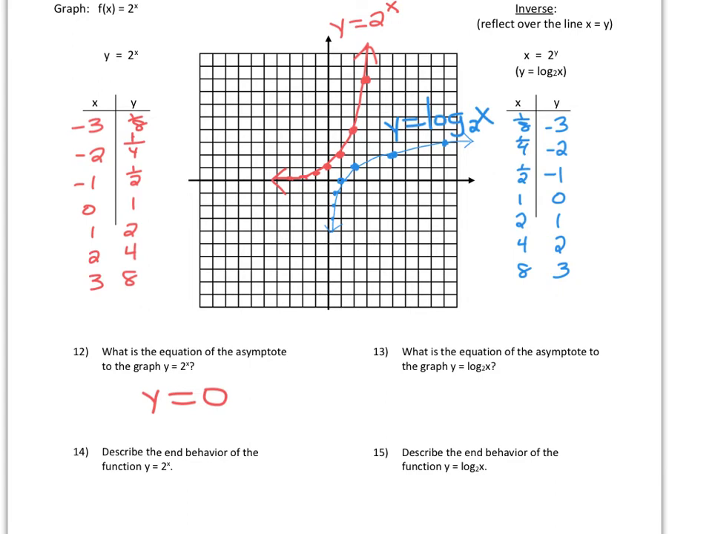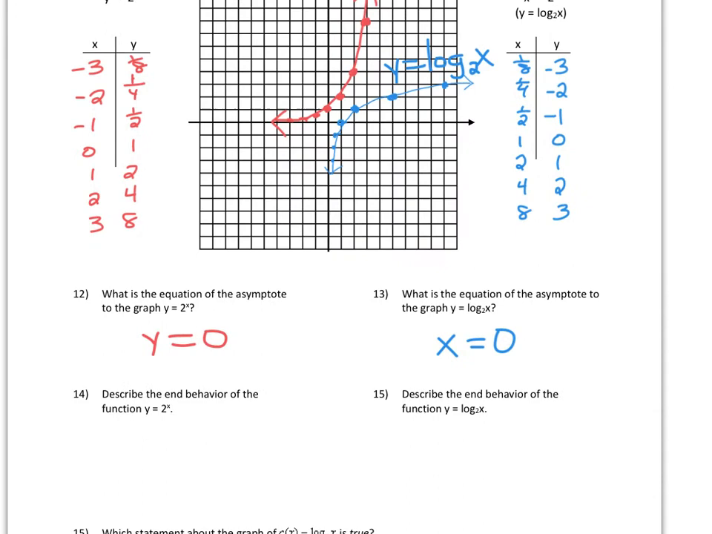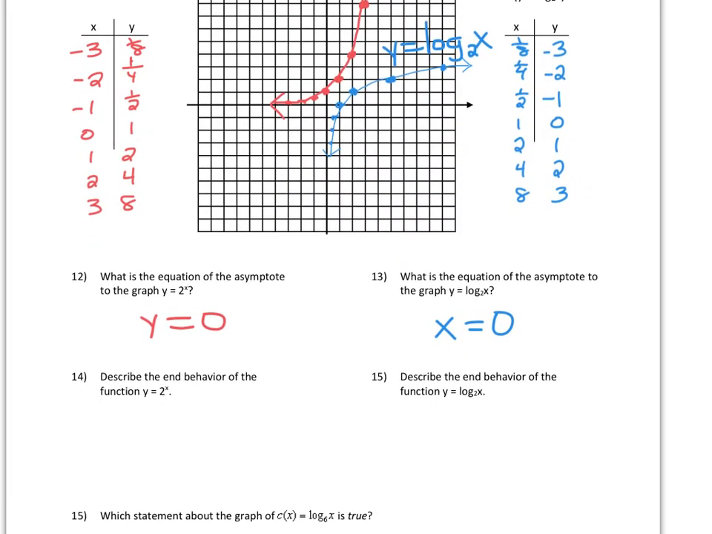So the equation of the y-axis, right, any vertical line has the equation x equals, and in this case it's going to be x equals 0, crosses through the x-axis at 0. All right, number 14, describe the end behavior of the graph of this function right here.